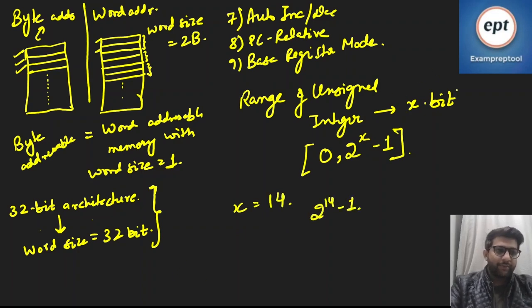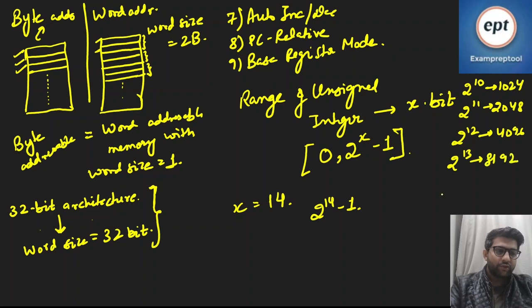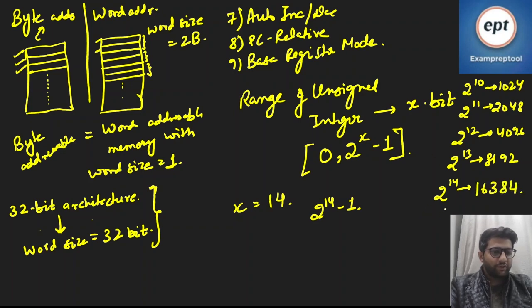Now again, you should remember some values of 2. You should remember the powers of 2 as 2 power 10 equals 1024, 2048, 2 power 12 equals 4096, 8192, and 2 power 14 equals 16384, right? You should remember at least till 2 power 14. This will save your time. You do not have to use the calculator to calculate these powers of 2. You should remember these because these are some highly used values of 2, right?